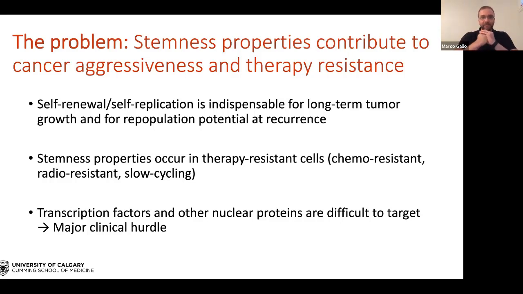And the good news is we know epigenetics is involved in making them what they are. And so in a way, it's a tractable problem. We just need to figure out how all the pieces come together to make them stem-like. At the same time, though, as everybody knows, targeting nuclear proteins is a major problem, and it's really difficult to bring a drug that targets a transcription factor, let's say, to the clinic. There are examples, obviously, of this happening, but it's not an easy task.